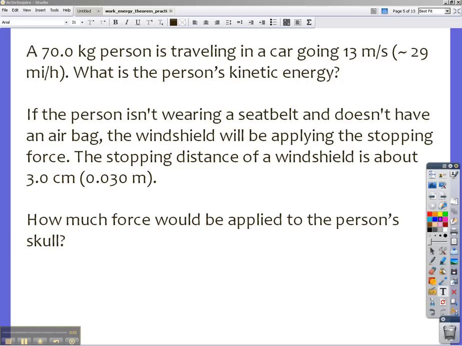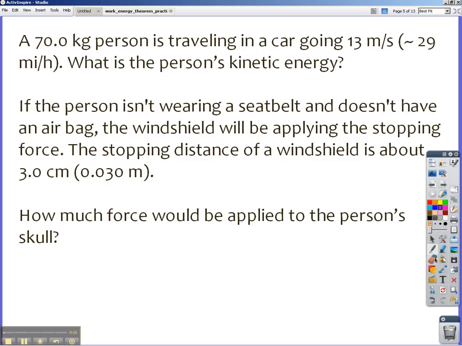This is a tutorial about how to use the mass and the velocity of an object to calculate force. In this particular situation, it's a 70 kilogram person traveling in a car going about 13 meters per second, which is about 29 miles per hour, a very typical speed for driving on the streets. If this person isn't wearing a seatbelt and doesn't have an airbag, then the windshield is going to be applying the stopping force.